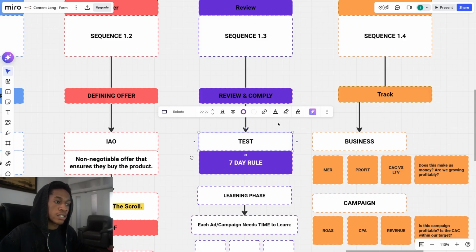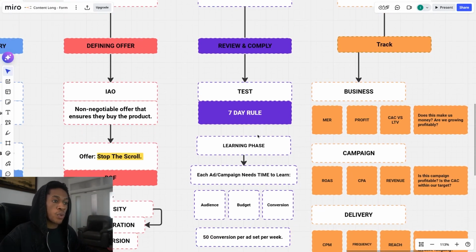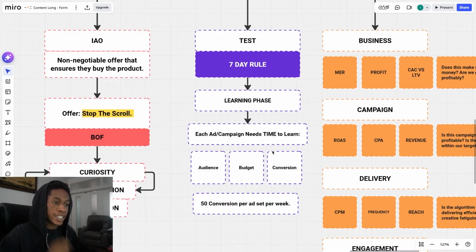During the testing phase, we always assume an ad is a test. We never assume an ad is a winner. We always look at the ad as a test. And during this test, we have a 7-day rule. The reason we have a 7-day rule is because of the learning phase, right? As you guys know, with Facebook ads, each campaign needs time to learn.